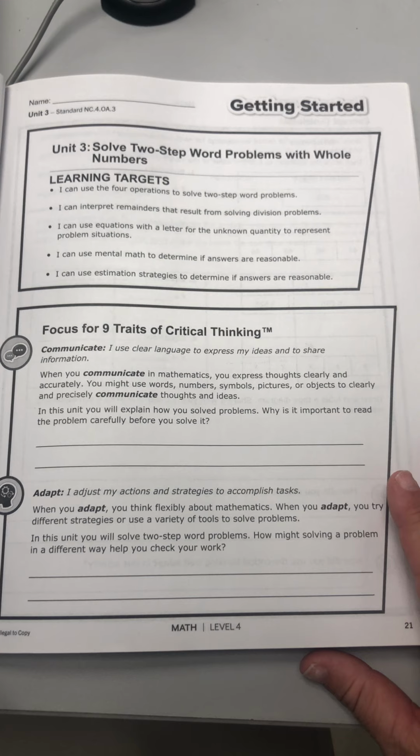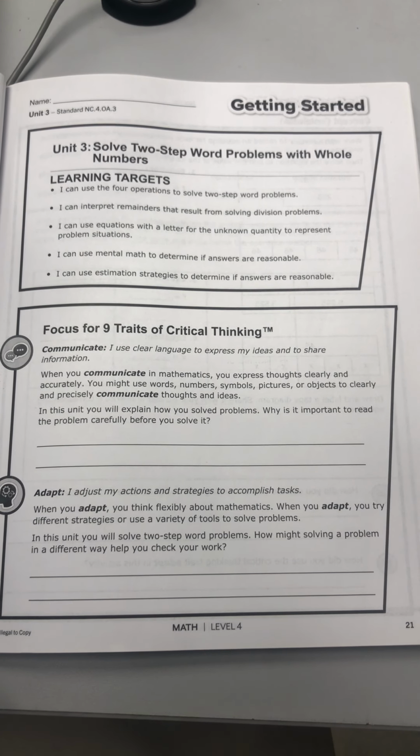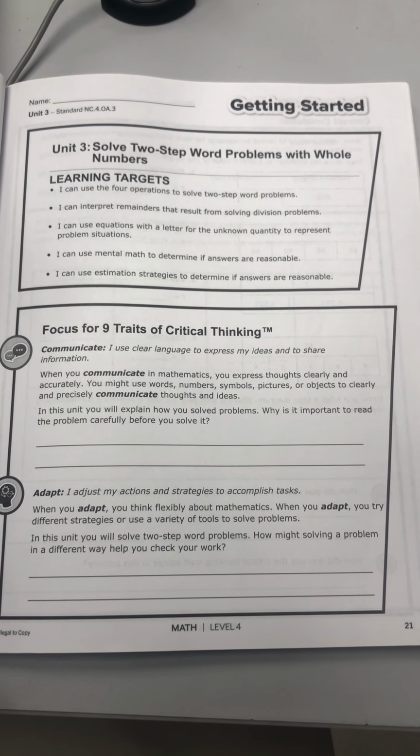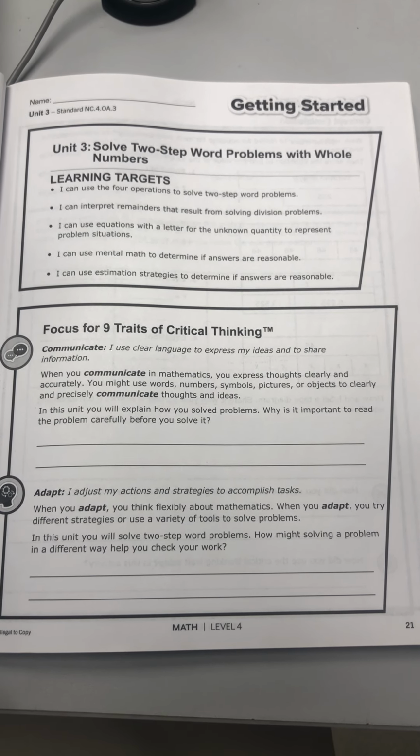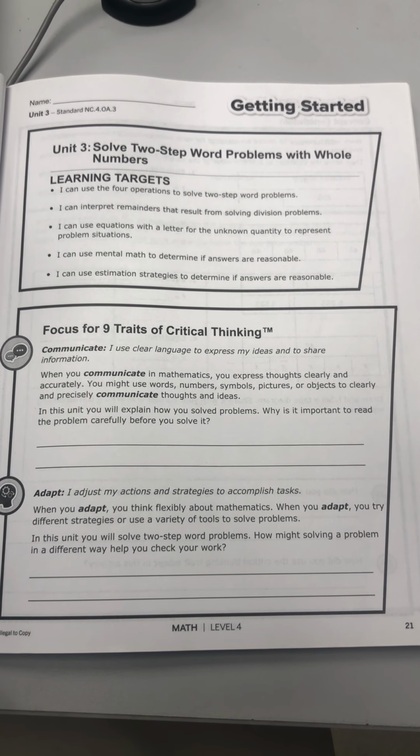All right, our learning targets are: I can use the 4 operations to solve two-step word problems. I can interpret remainders that result from solving division problems. I can use equations with a letter for the unknown quantity to represent the problem situation. I can use mental math to determine if the answers are reasonable. And I can use estimation strategies to determine if answers are reasonable.